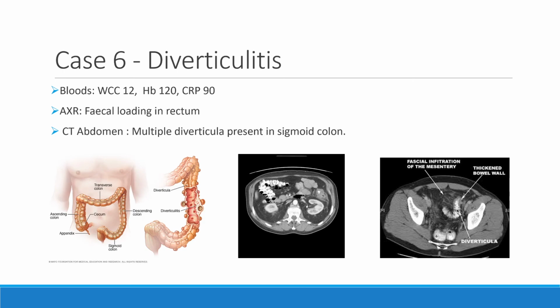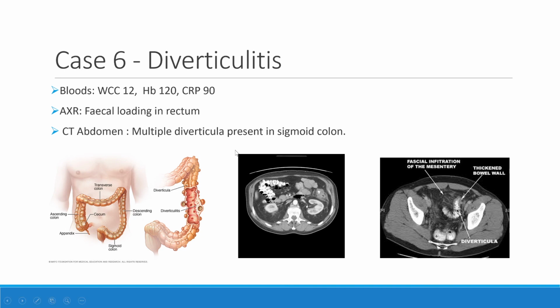So bloods-wise, white cell count is raised, and CRP is also raised, HB stable. Make sure you check the HB, especially when they're bleeding. On abdominal x-ray, just notes fecal loading in the rectum. CT abdomen noted multiple diverticula present in sigmoid colon. So diagnosis is likely to be diverticulitis.